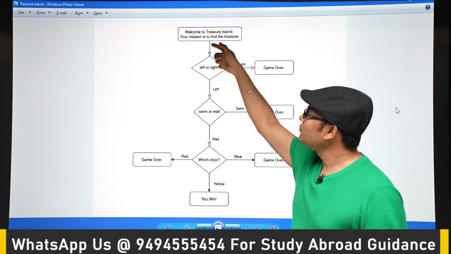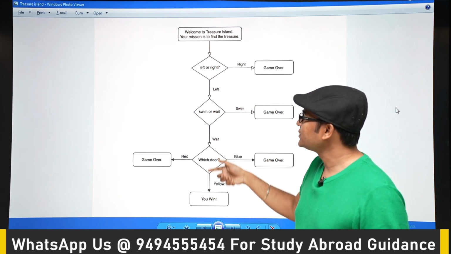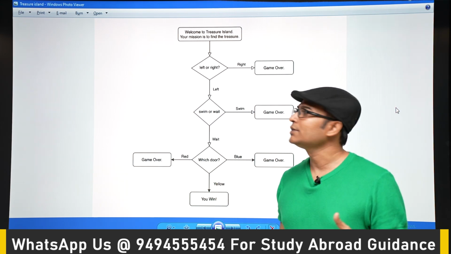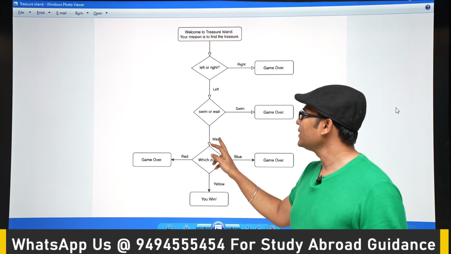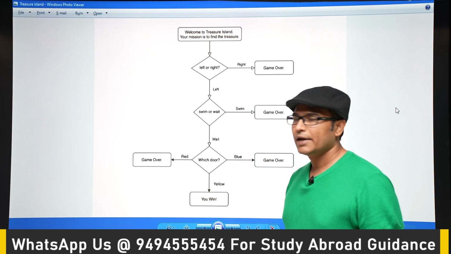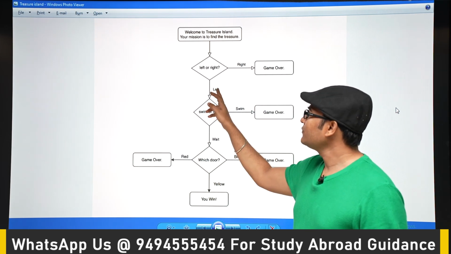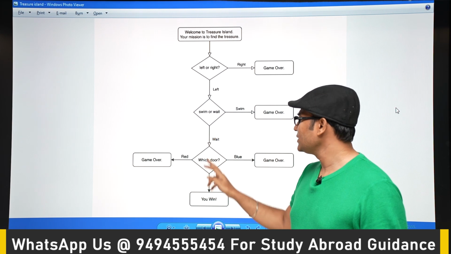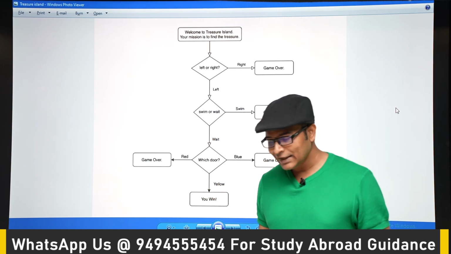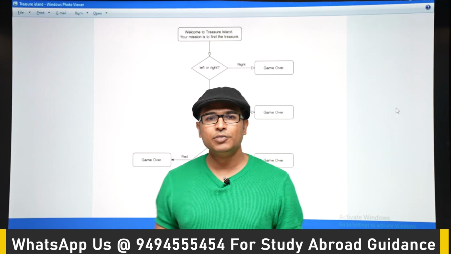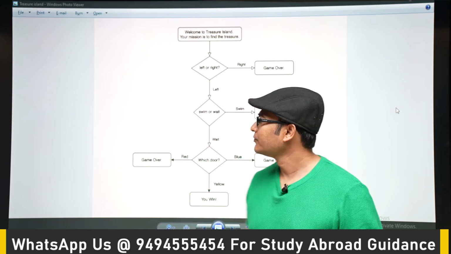So if you observe the sequence of inputs that the user has to give in order to win, first he has to say left, then wait, then yellow. Let's write the program for this. A simple program using nested ifs.